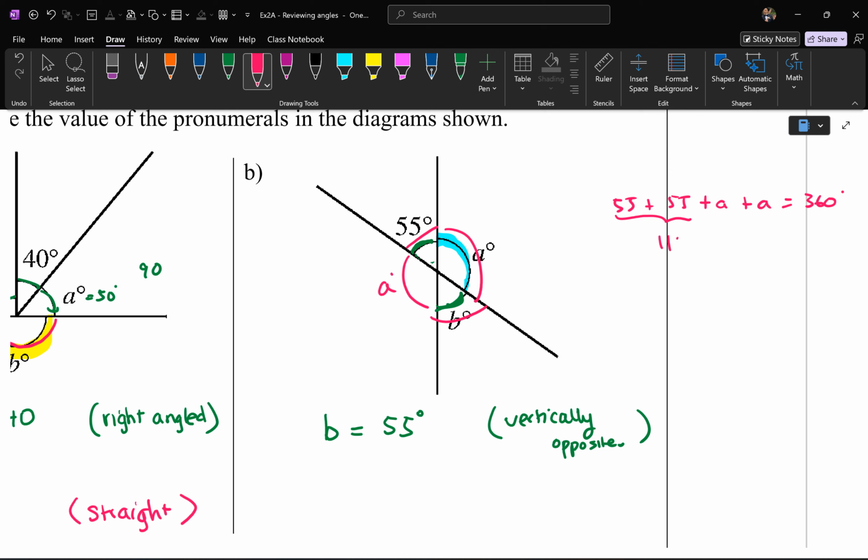55 plus 55 is 110. And you've got two of these A's. So I'll just call it double of these A's is equal to 360. And then you said 360 take away 110. So why did Belinda say 360 take away 110? It's because 110 plus what will give you 360. A quicker way to do that is do 360 minus 110. What's 360 minus 110? 250. So that means this answer here needs to be 250.